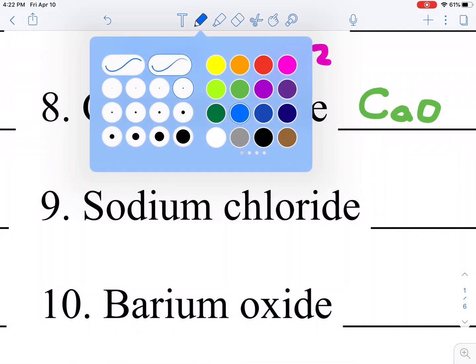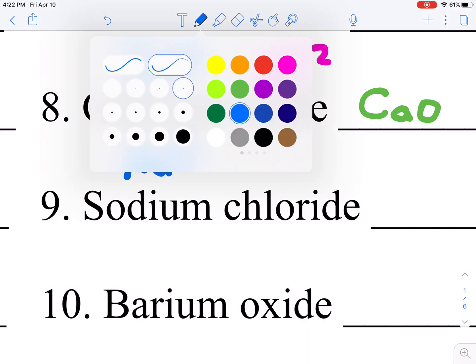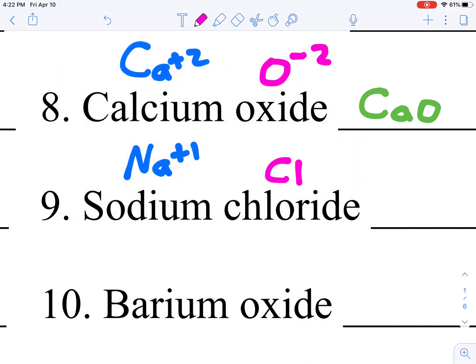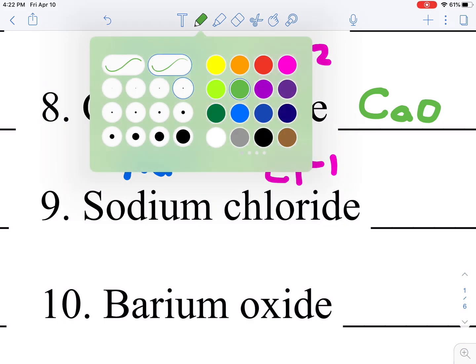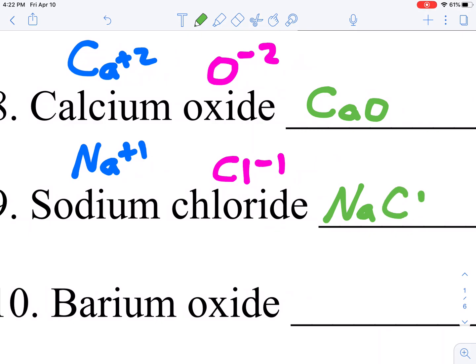In number 9, sodium is Na. It has a +1 charge. Chloride is Cl. It has a -1 charge. Again, a 1-to-1 ratio works and makes this a balanced neutral compound.